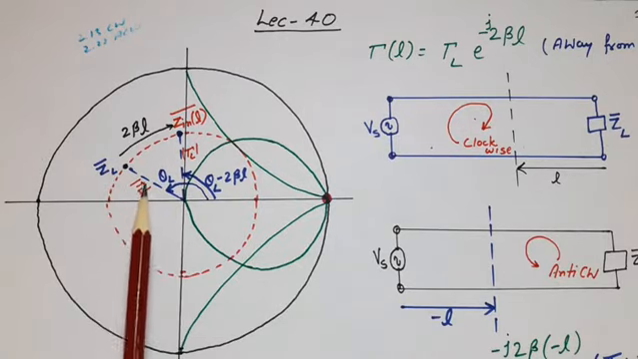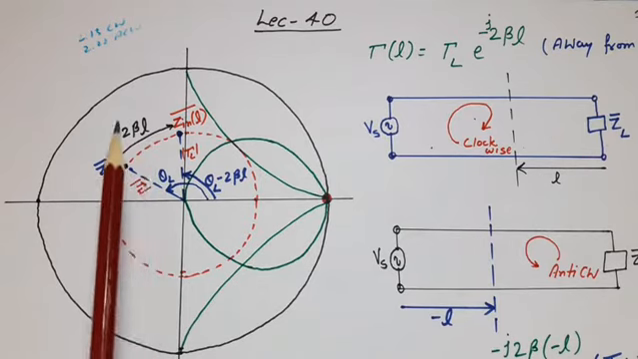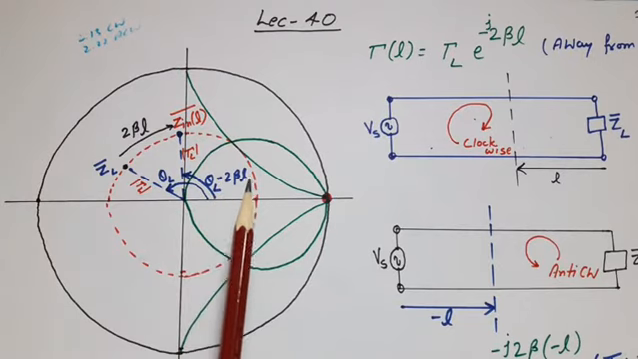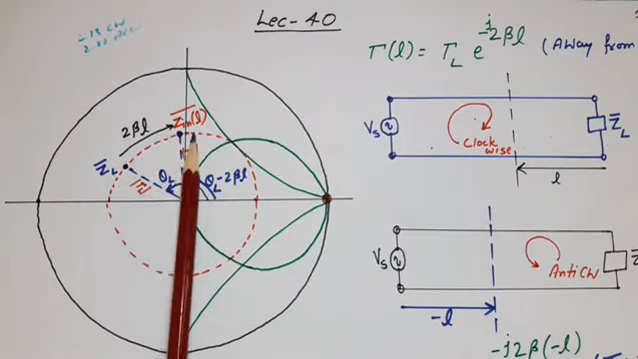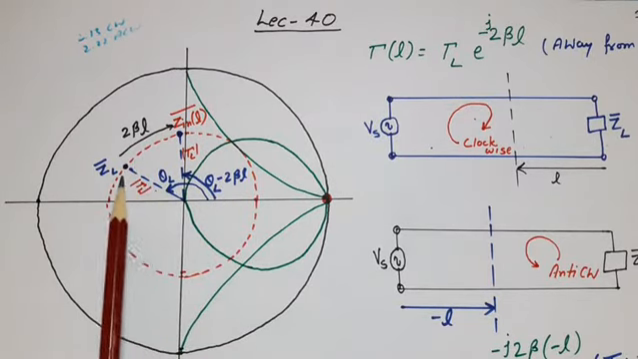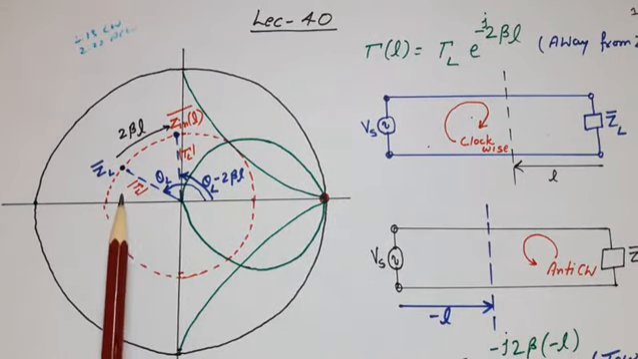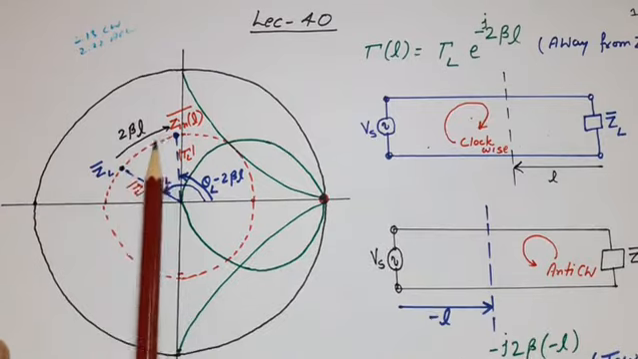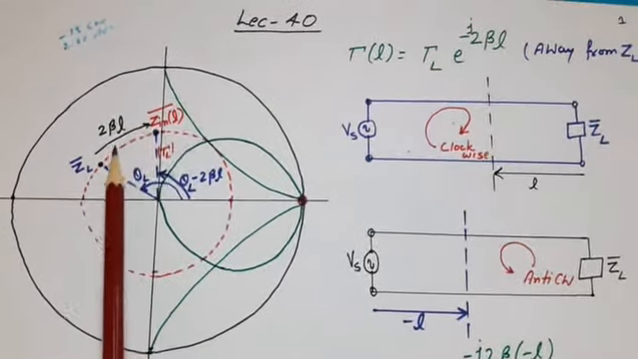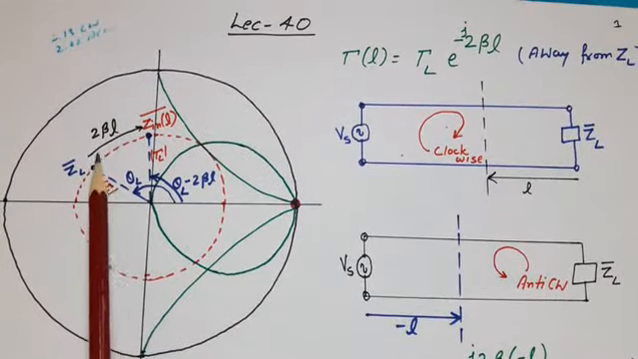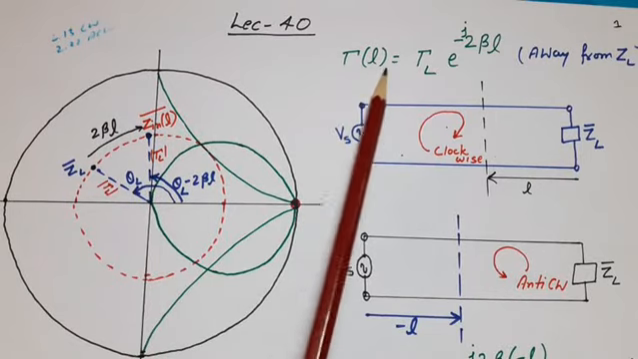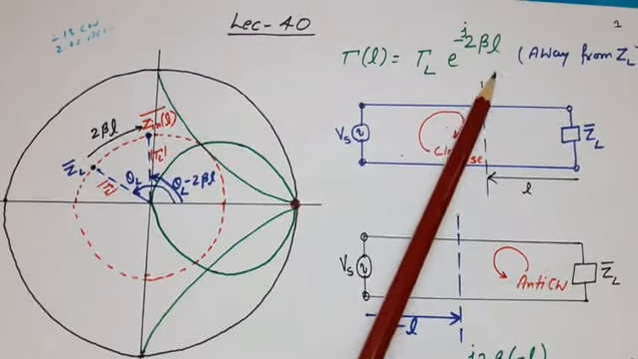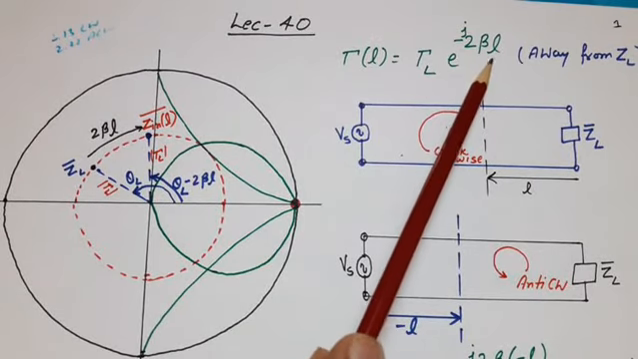Now if we want to get the reflection coefficient at any location small l from the load end, just draw a circle with center at the origin and radius equal to the modulus of the reflection coefficient at the load end. And now move an angle of 2 beta l in clockwise direction on this circle. Why clockwise rotation? Because in the reflection coefficient expression it is gamma l into e power minus 2 beta l, where l is any distance from the load end, meaning away from the load end.